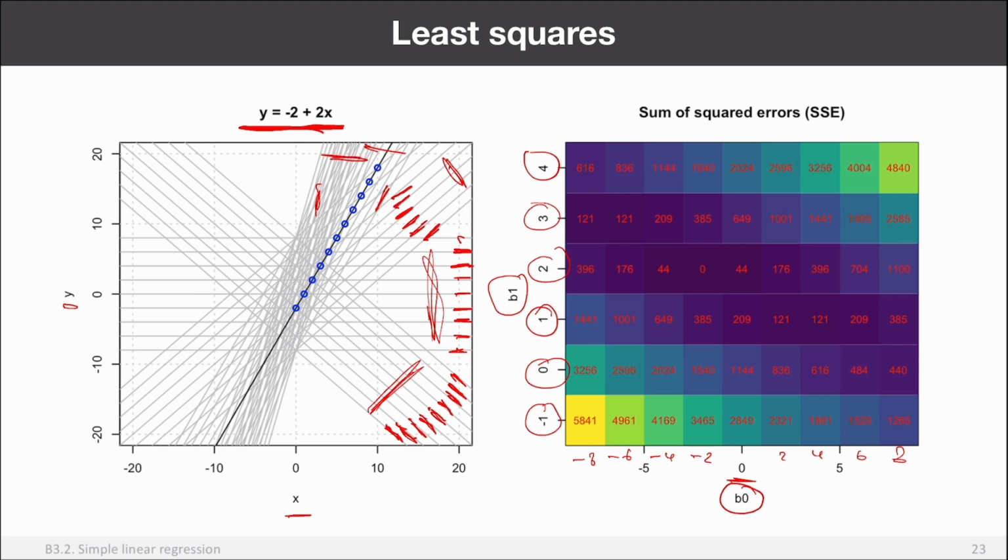So and then I have different combinations. For example, this model is y equal to minus 8 minus 1x, right? So this is B1, this is B0. And then you can see that the sum of squared errors is 5,841. So it's one of the largest. Actually, it's the largest sum of squared error. You can see I use a gradient from yellow to blue. The yellow is the largest sum of squared errors, and the blue is the smallest one. And then you can see that actually I have one single point, it's this one, where the error is 0. And that's exactly the black line here, right?